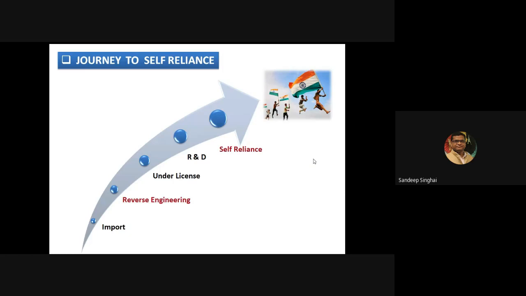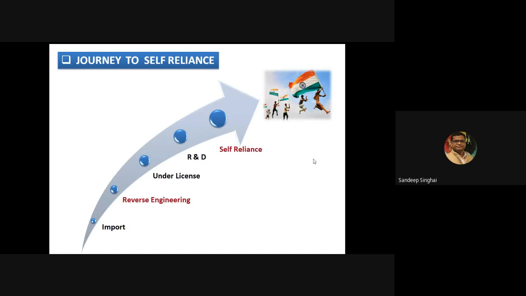What is usually the journey of self-reliance? In this connected world, it seldom happens that you come up with something which is very much unique or out of the box. But usually the route has been the model which, if you see in the development of the Indian defense sector, this has been the route. Then we started to reverse engineer them. Then we started license production. We started our own R&D setups. And finally, we had self-reliance in many areas.